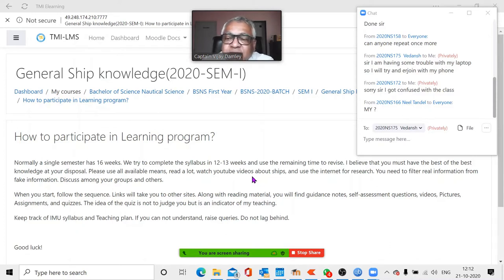Now, when you start this course, follow the sequence. The sequence is made in a particular way so that you will go step by step. There are links which will take you to other sites. You will find some guidance notes or self-assessment questions. Both are practically the same. Some people use the word guidance notes, some say self-assessment questions. Short questions are there. I read the question, I ask it to myself: do you know it? Yes, I know the answer. In mind, not writing, in mind, so that the confidence builds up. Yes, I know, I can take the next step.